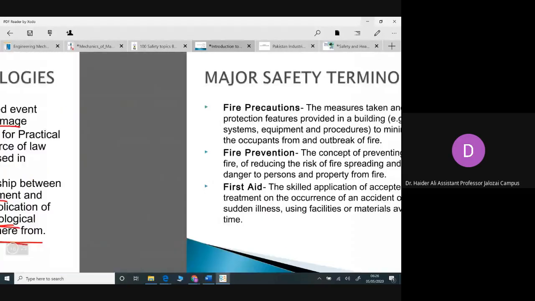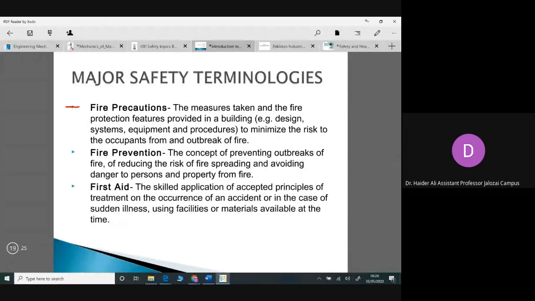So moving forward, fire precautions. Okay, can you please turn off your mics? Switch off your mics, please.